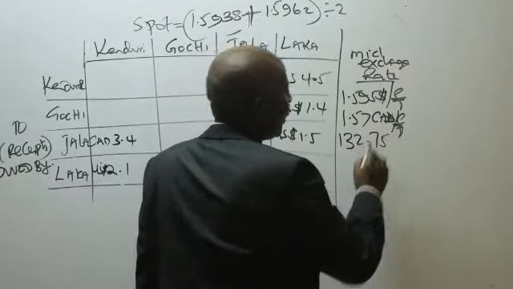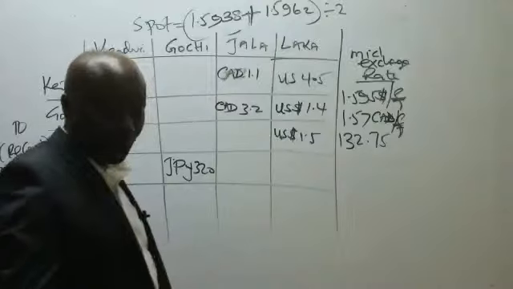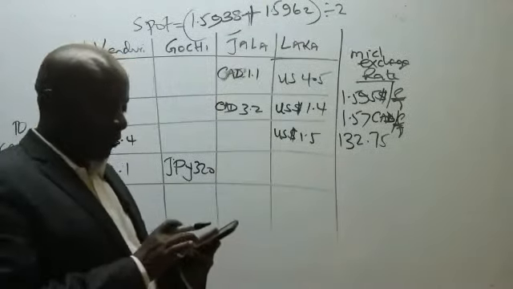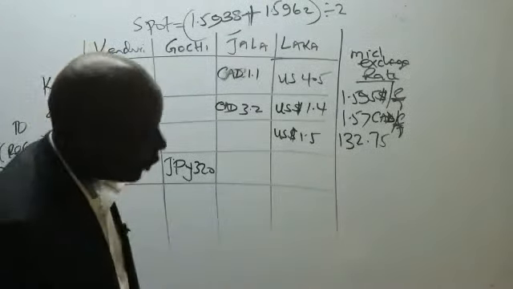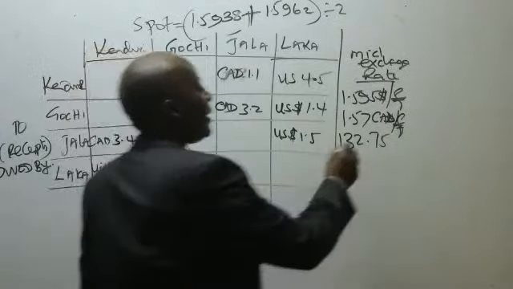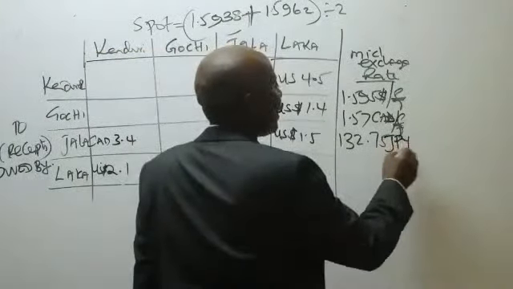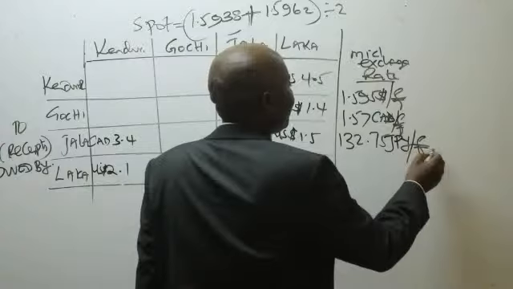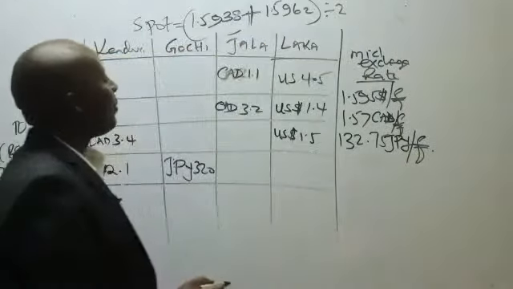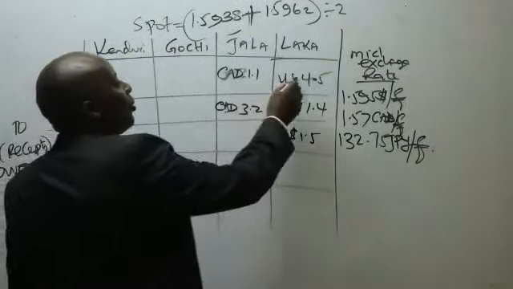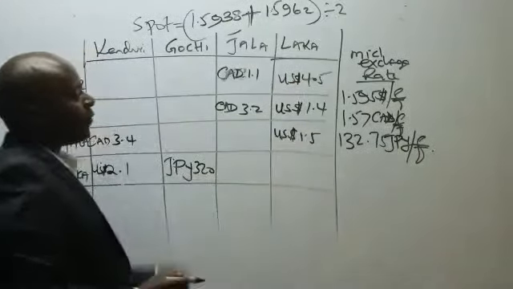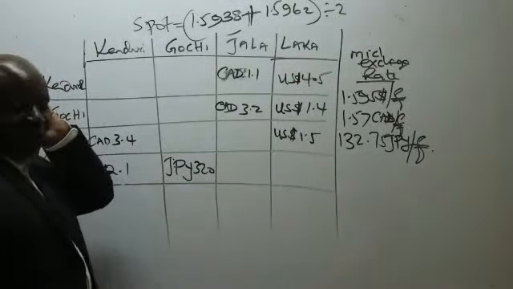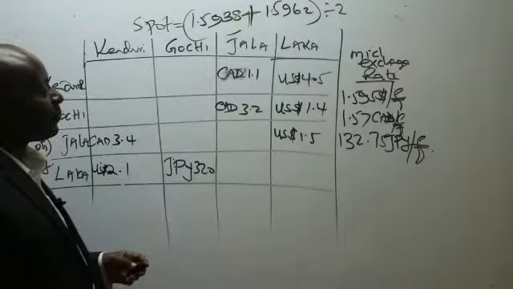132.75, 132.75 Japanese yen to the pound. Haya, abracadabra. Could you kindly, ladies and gentlemen, try now to do the conversions? Let's try to do the conversions.